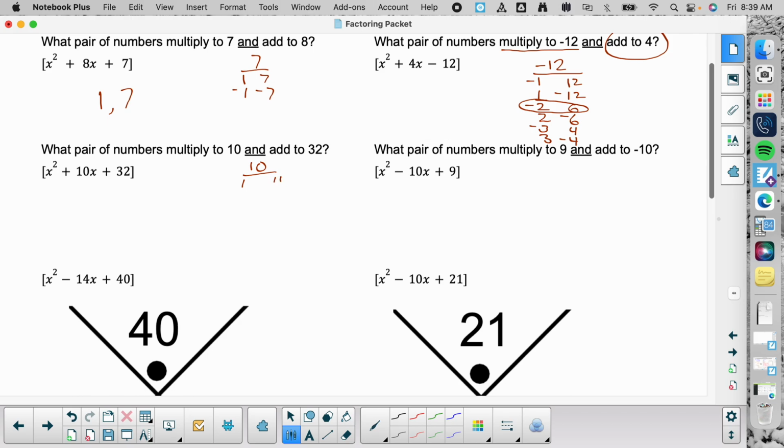So we got 1 and 10. Do I need to write down the negative ones? I don't, because the only way you're going to be able to add to 32 is if they're both positive. So 1 and 10, we've got 2 and 5. 3 doesn't go into 10, 4 doesn't go into 10. And then once we get to 5, we're done because it's already up there. So for this one, what would we answer? None, yeah, correct. There is no pair of numbers. So that is a possibility.